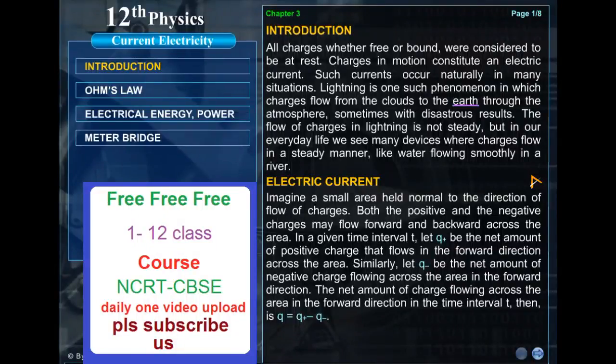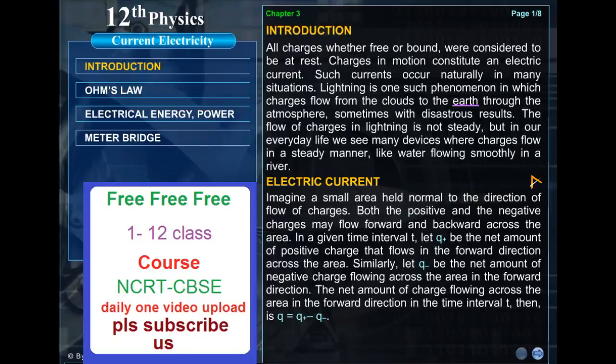Imagine a small area held normal to the direction of flow of charges. Both the positive and the negative charges may flow forward and backward across the area. In a given time interval t, let Q positive be the net amount of positive charge that flows in the forward direction across the area.